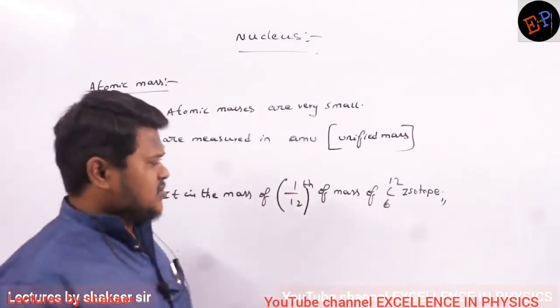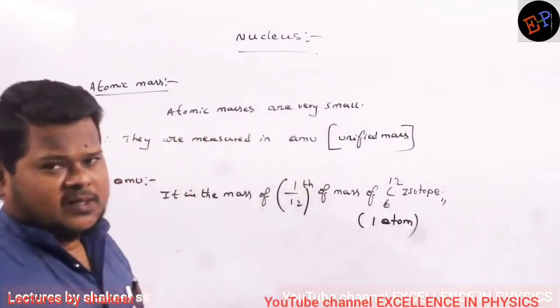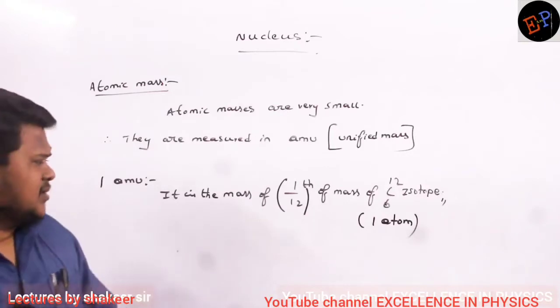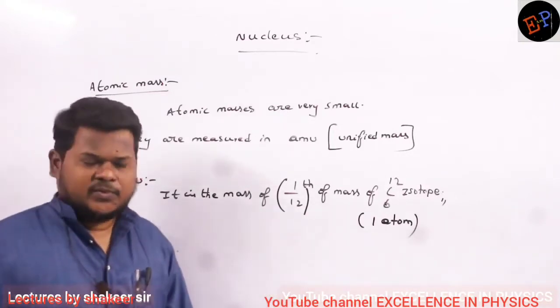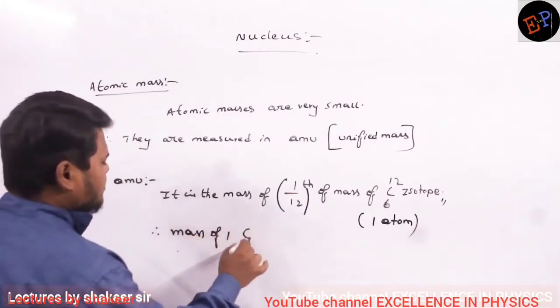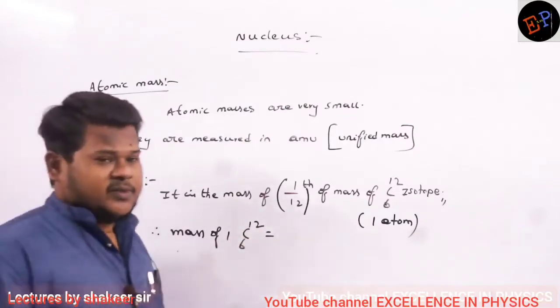So this is only one atom of C-12. And in that atom, what fraction? The 12th part. If I take the 1/12th part, then that amount of mass is defined to be 1 AMU. Are you able to understand? So therefore, what is the mass of one C-12 atom? Can you say? What would be the mass of one carbon atom?